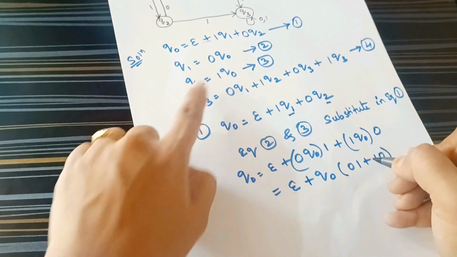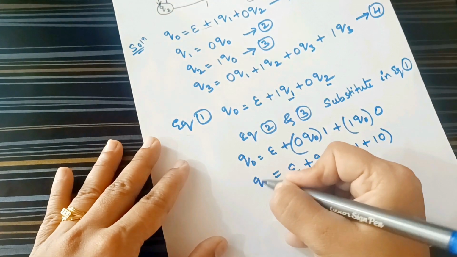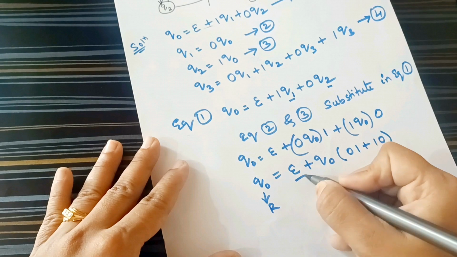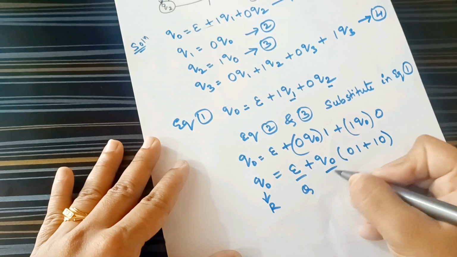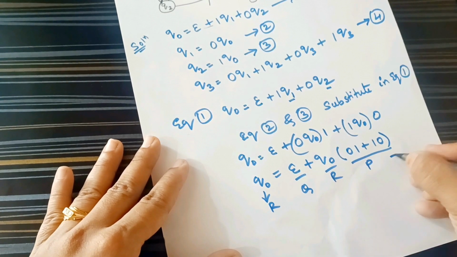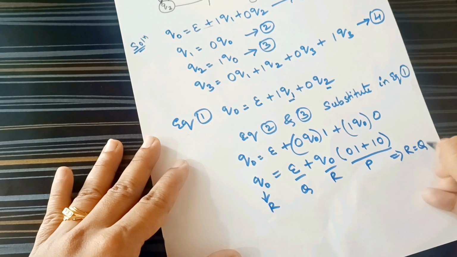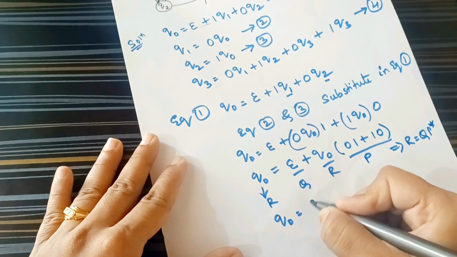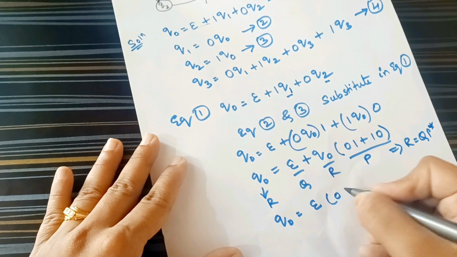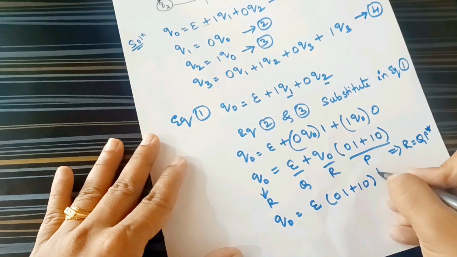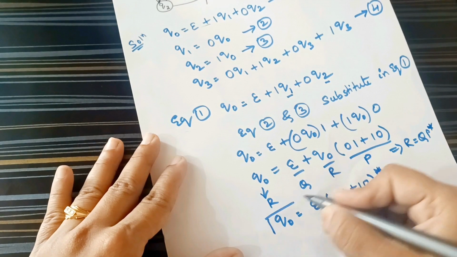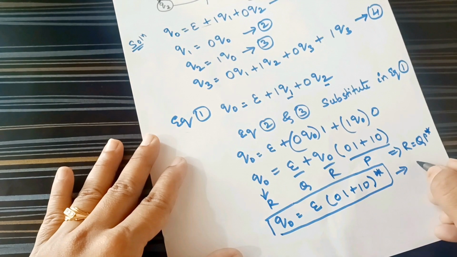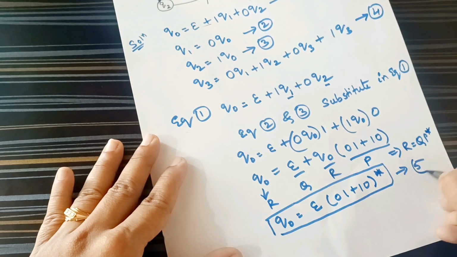So we'll get epsilon plus Q0 taken common, times 0 1 plus 1 0. This can be written in the form of Arden's theorem, that is R equals Q plus R P, so R is equal to Q P star. So we'll get Q0 is equal to epsilon into (0 1 plus 1 0) whole closure. So this is the Q0 value, and this is equation 5.